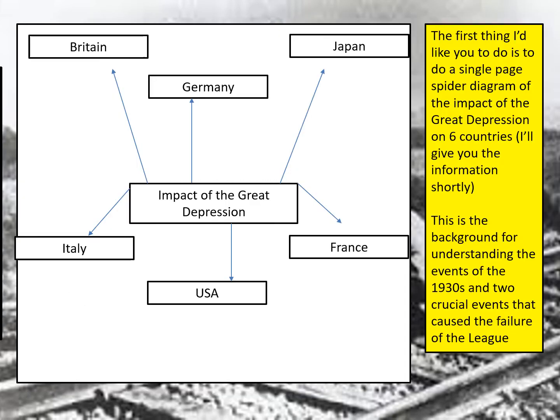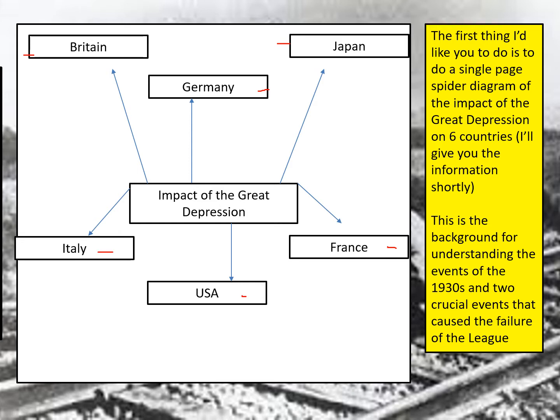The first task you're going to need to complete is a spider diagram of the impact of the Great Depression on the 6 countries that you can see listed on here. Now, you might not want to put all the headings on straight away because you don't know how much information you're going to need to write about, so you don't know the space yet, but I'm going to talk through it all on the next slide.